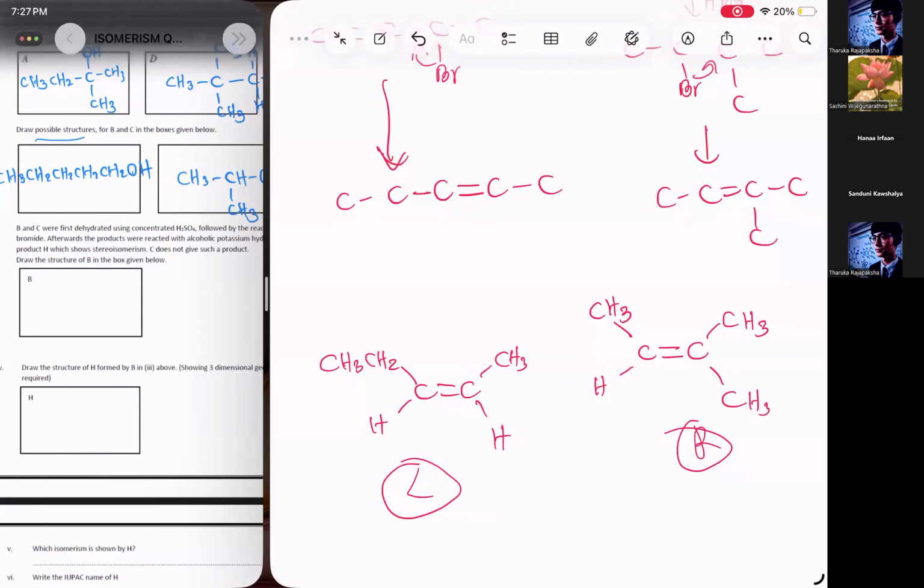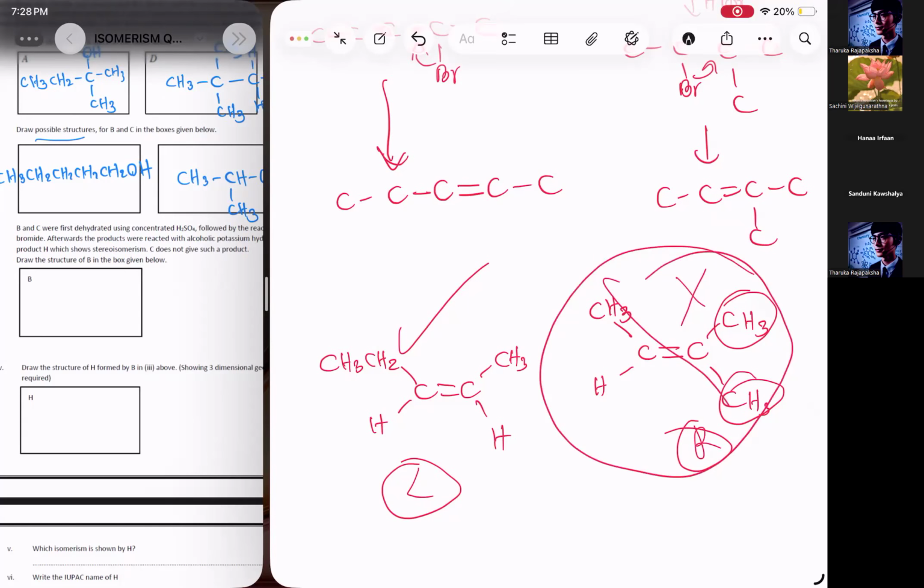Sanduni, it's the left, not the right. Sorry. Sanduni is correct. Other people are wrong. I asked you who shows geometric isomerism? Sachini and Hana Irfan, the right one contains two same CH3 groups. Sanduni, you're correct. This is wrong. The one on the right side does not show geometric isomerism. Why? Because it contains the same CH3 group on one side. And the correct answer is the left one.